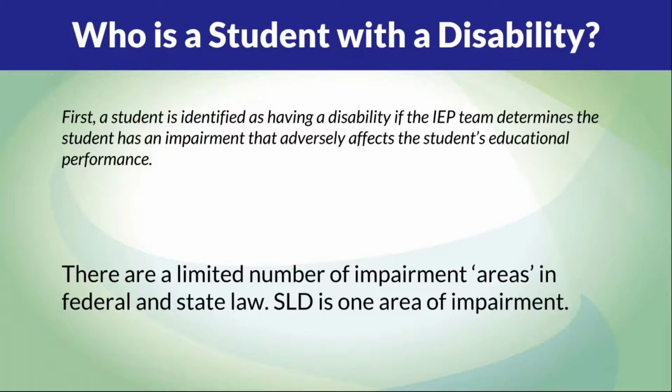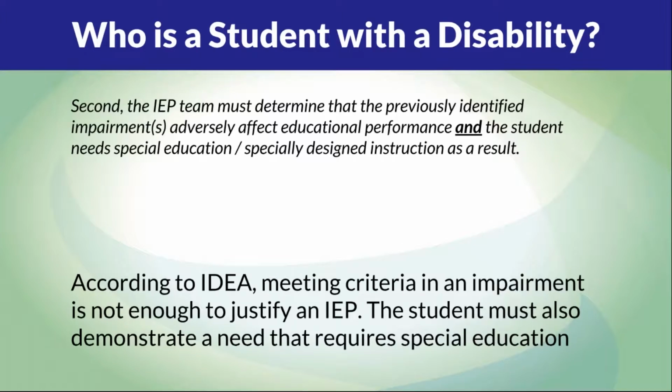And as it relates to schools, there are a limited number of impairment areas, both in federal and state law. Specific learning disability is one area of impairment, but there are others, right? You know, autism, other health impairment, intellectual disability, et cetera, et cetera. So SLD is one area of impairment, the one that we're specifically going to focus on today. There's a second prong to special education eligibility. That's important to know, and this is what differentiates school identification with community or clinical identification oftentimes.